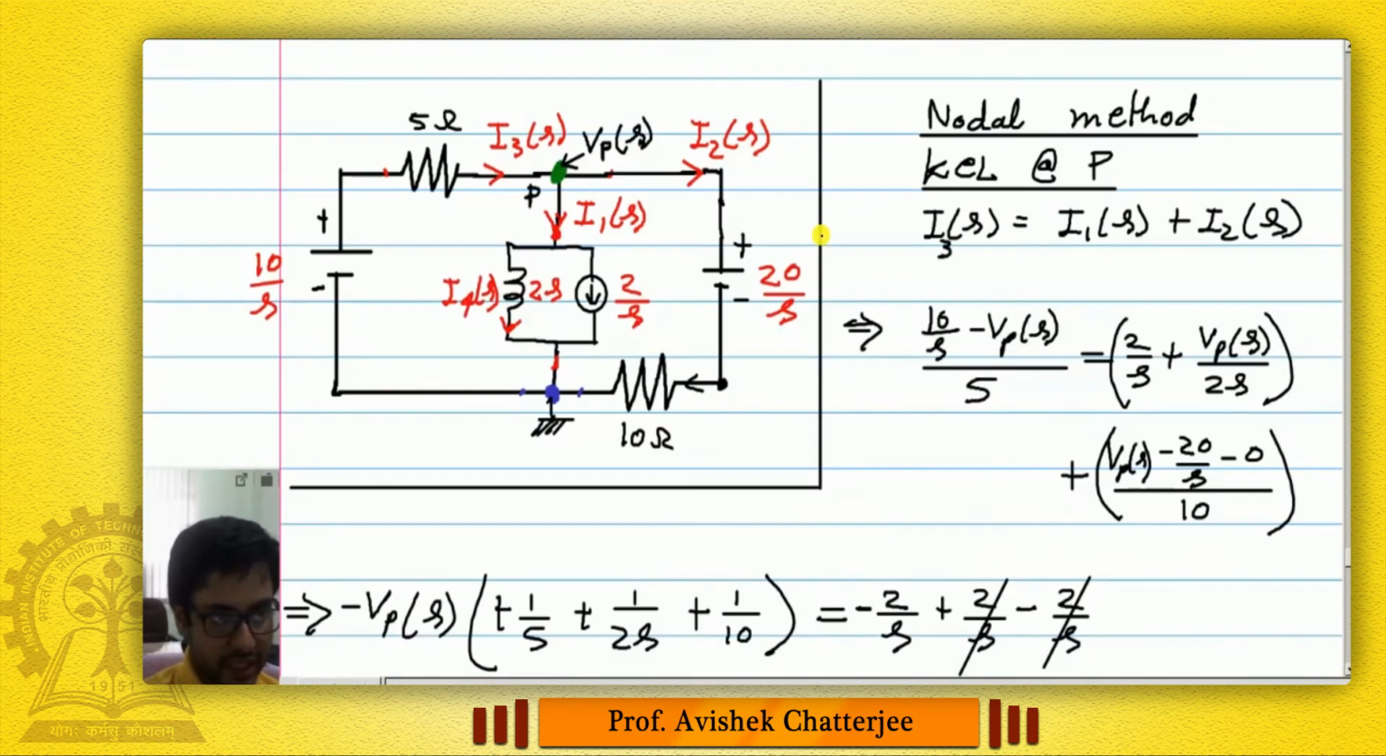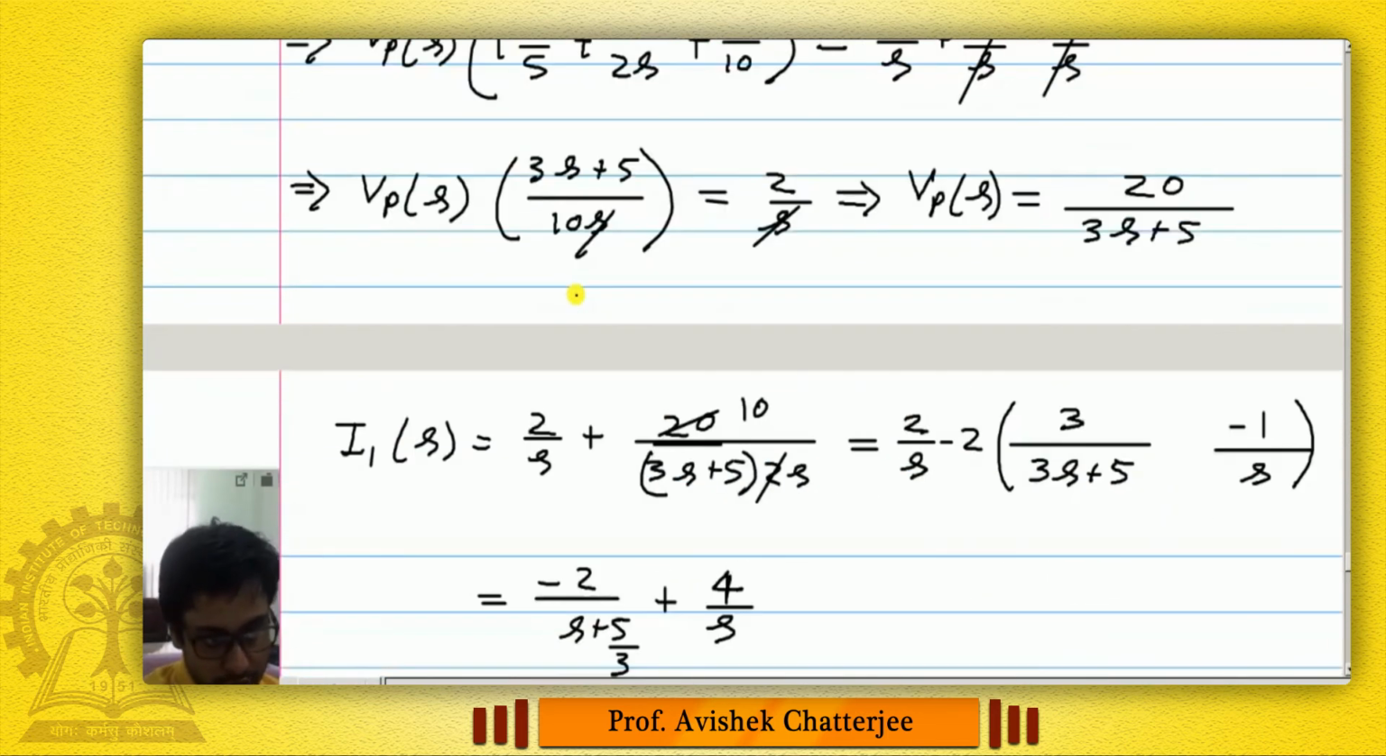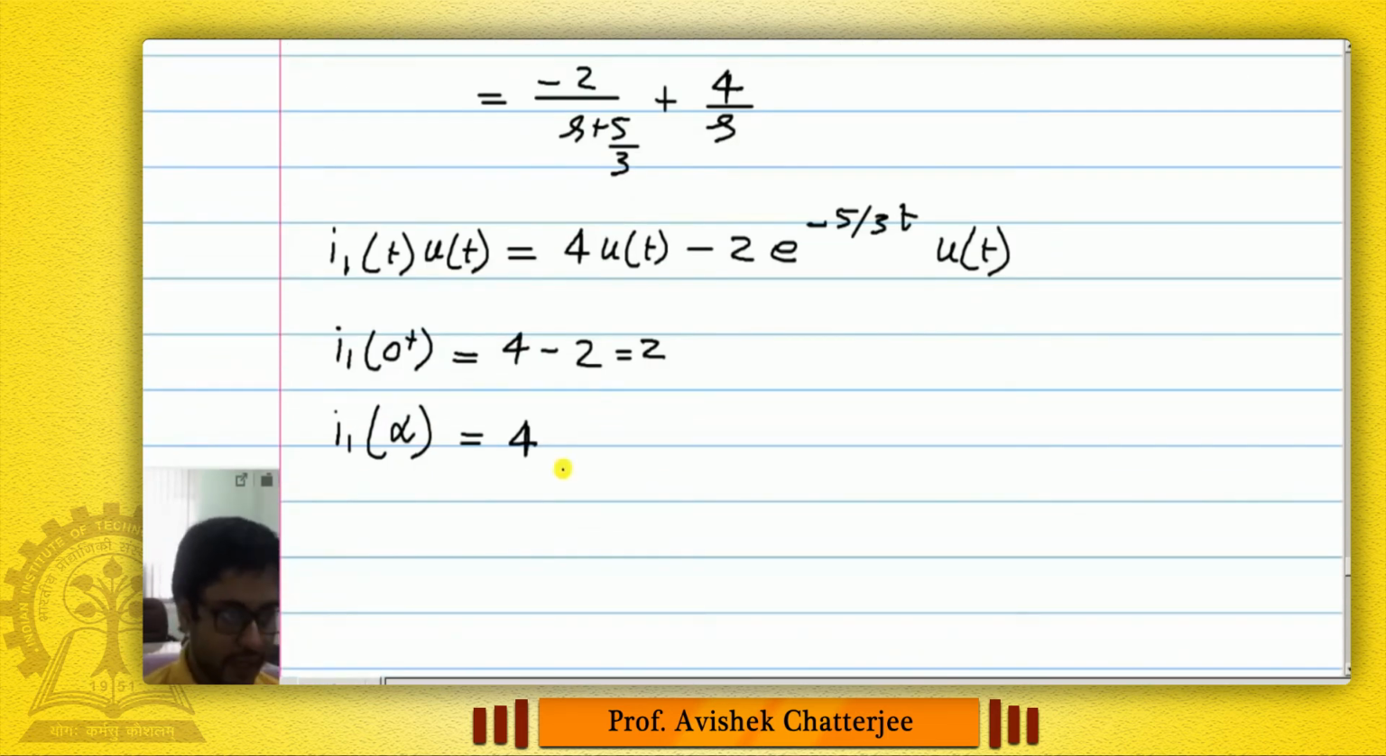So let me check the circuit. When this switch is closed for a long enough time, then at steady state this inductor will behave like a short circuit. Then this battery will drive 10 by 5, 2 ampere current through this, and this battery will also drive 20 by 10, yes, 2 ampere current. So 2 ampere plus 2 ampere, 4 ampere. Good, that seems correct. Okay, so my answer seems correct.